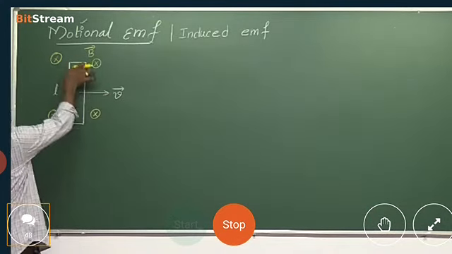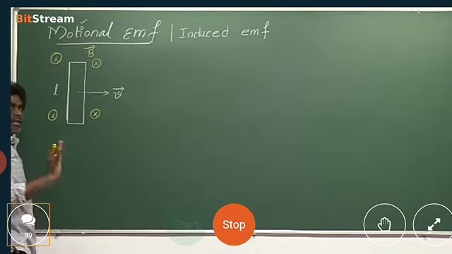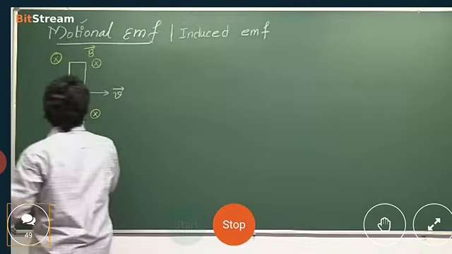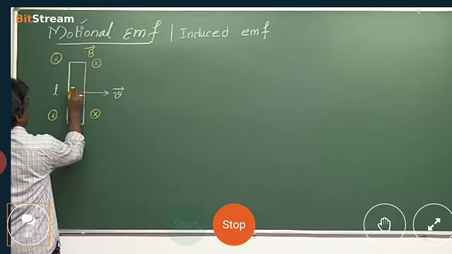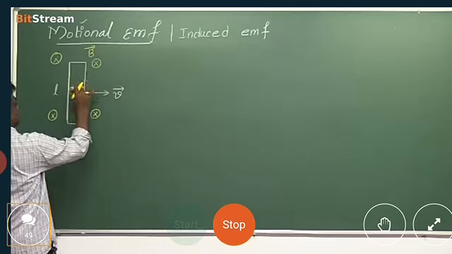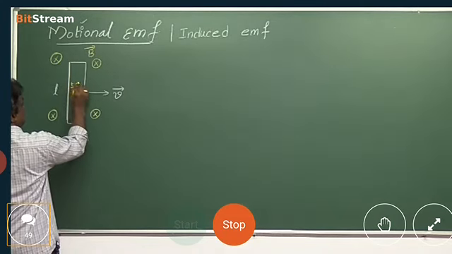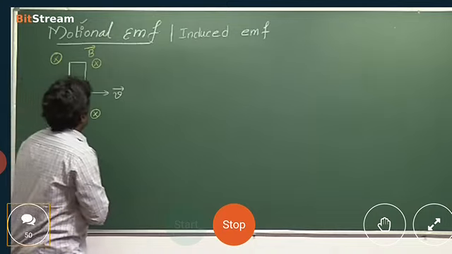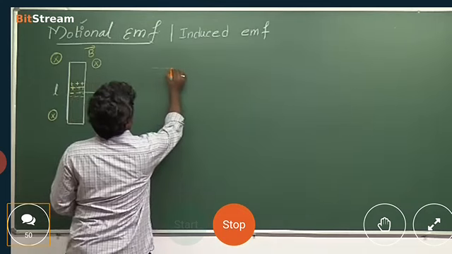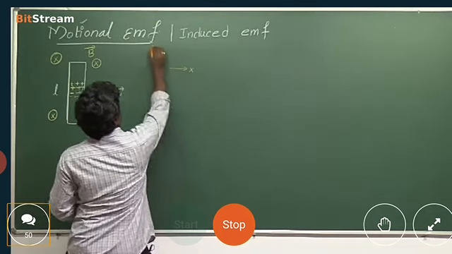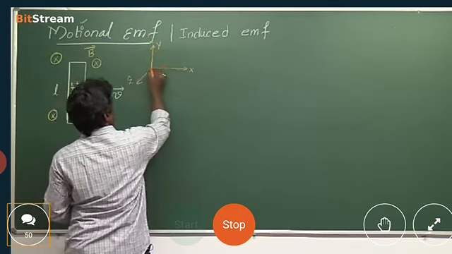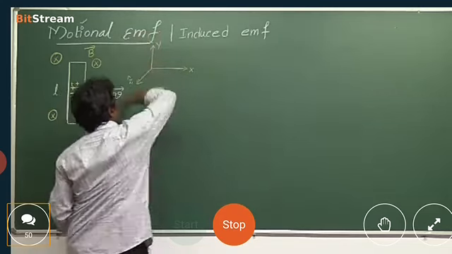Now see, whenever you have this conductor, it's a neutral conductor. What is meant by neutral conductor? Positive and negative charges are in the same amount. So you will be having positive charges as well as negative charges, something like this. Now let us take a coordinate system first. Let us say this is the x-axis, this is the y-axis, and this is the z-axis. I have taken this system x, y, z.